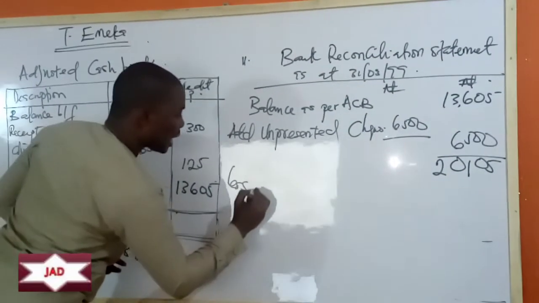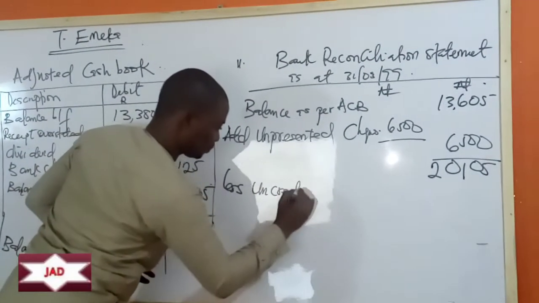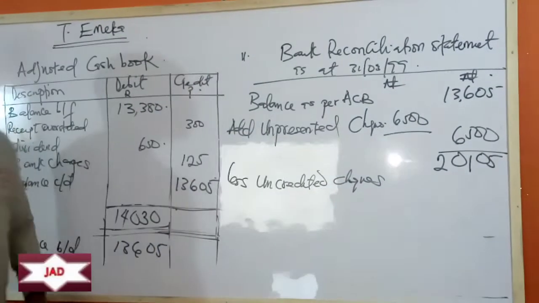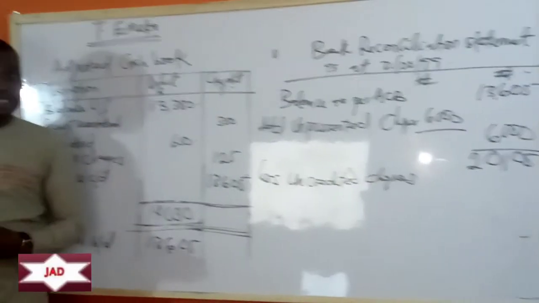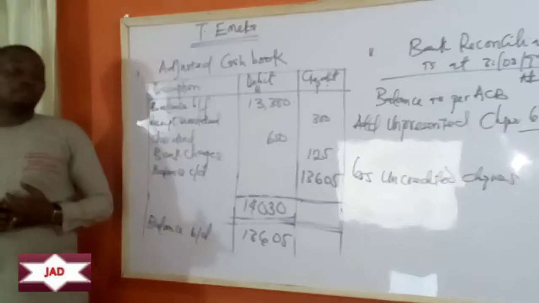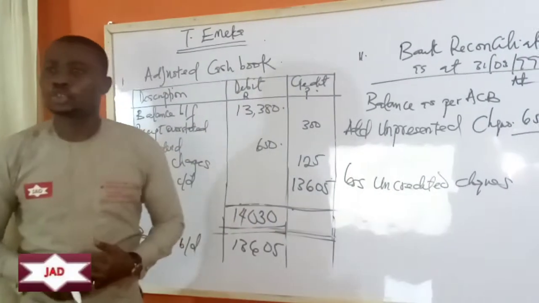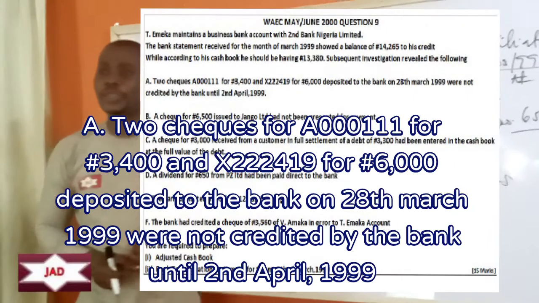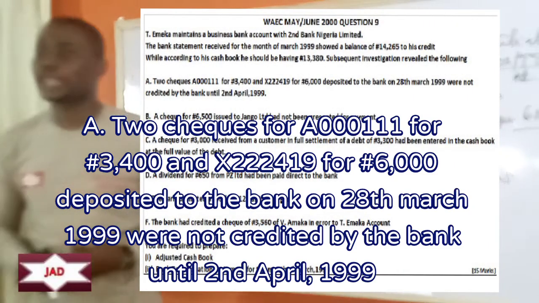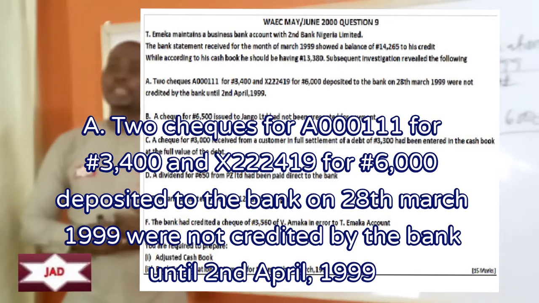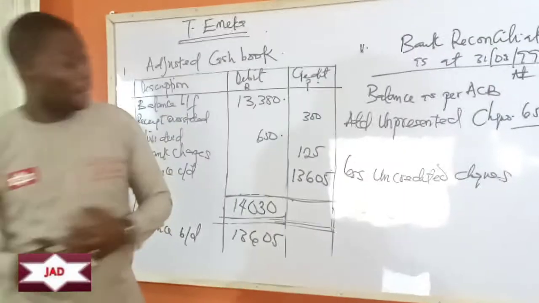Less uncredited checks. What are uncredited checks? These are checks that the bank, the business has received, but they've not got value for it as at the period of reconciliation. So the question says 2 checks, A0011 for 3,400 and X22419 for 6,000 deposited to the bank on 28 March 1999. Now we are not credited by the bank until 2nd April. So what do we have?